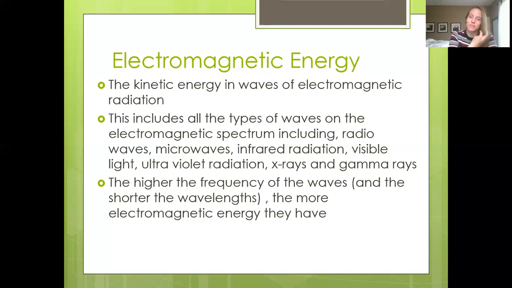Just so you guys know, when it comes to the electromagnetic spectrum, you do need to be able to order all of these different types of radiation from highest to lowest energy, or lowest to highest energy. You do also need to know the relationship between frequency, wavelength, and energy, which is, again, higher frequency has shorter wavelengths, has more energy. Another way of saying that is that lower frequency and longer wavelengths have lower energy levels. The L's all go together.